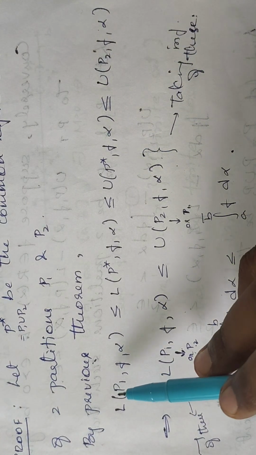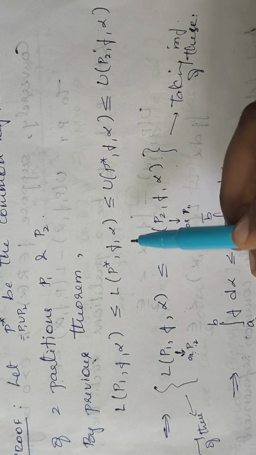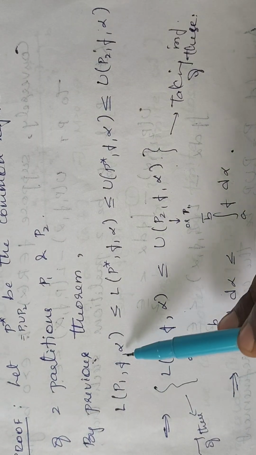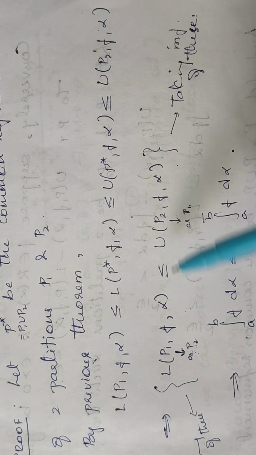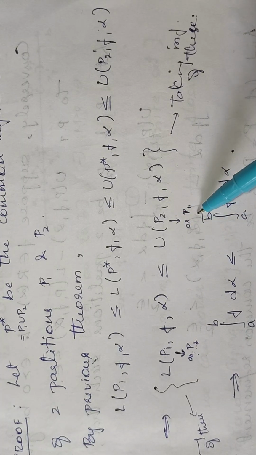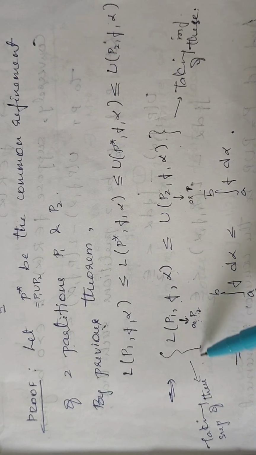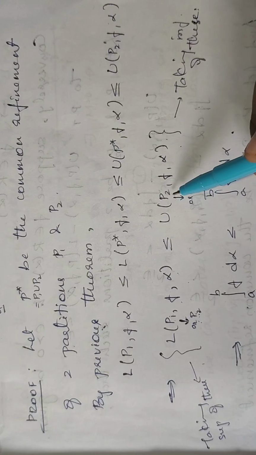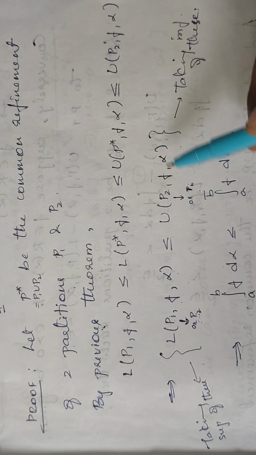And here in place of P1 I can write P2 because L of P2 is less than or equal to L of P star. So at last I will have this is less than or equal to this. And in place of P1 I can write P2, or here in place of P2 I can write P1. So if I can write P1 or P2, and also instead of P2 I can write P1, then I can take the infimum of this.